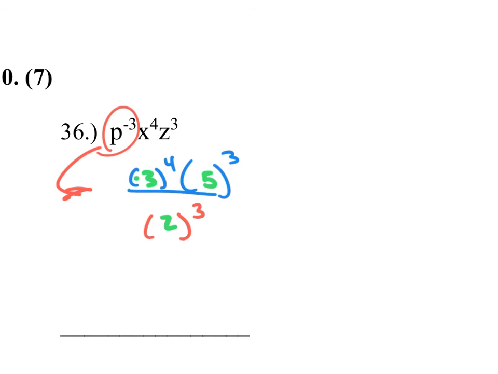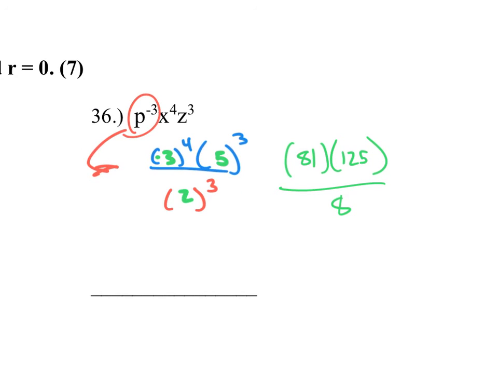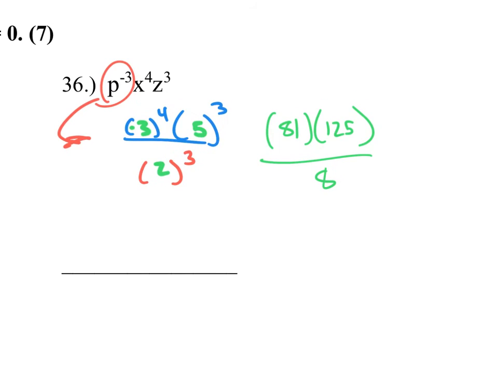So -3 to the 4th power will become positive. It's a positive 81. 5 to the 3rd is 125, all divided here by 8. So if we go through and take care of that, what we get is some large numbers. And if we divide those, though, we get 1,265.625.